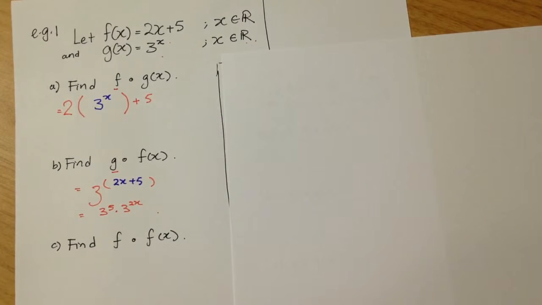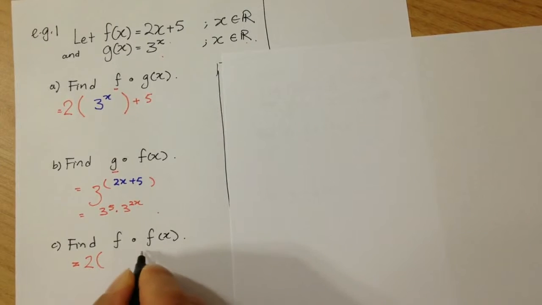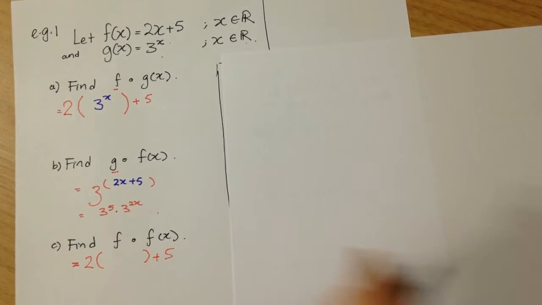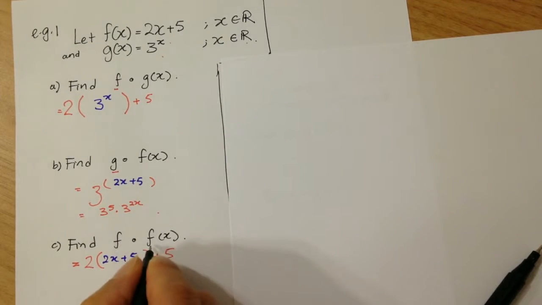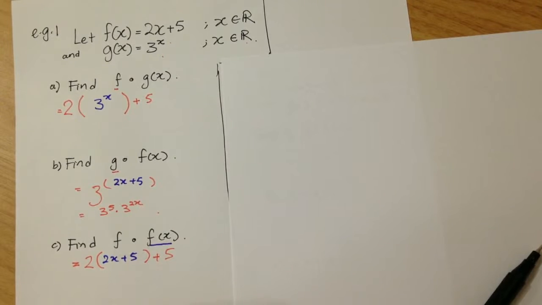Right. Next, f of f of x. Well, this is relatively easy. So 2 big bracket plus 5, and inside the bracket you're going to write 2x plus 5, because that will be the output of this inner f of x. So simplifying this will give me 4x plus 10 plus 5. That is 4x plus 15. And here's the answer.